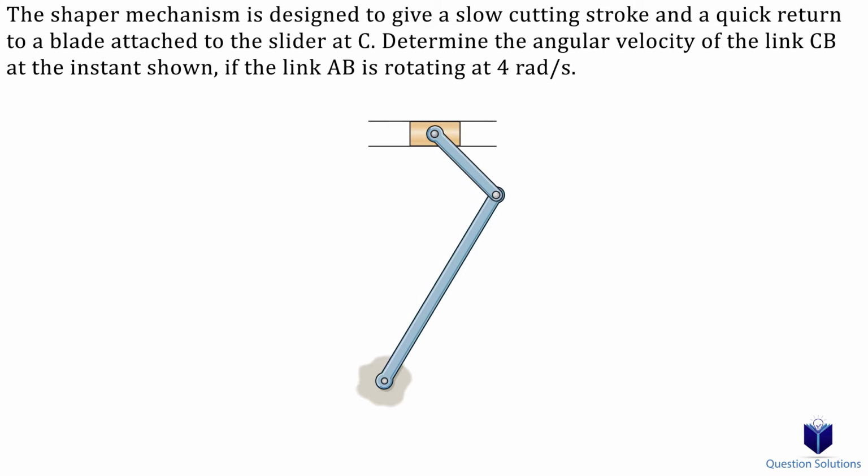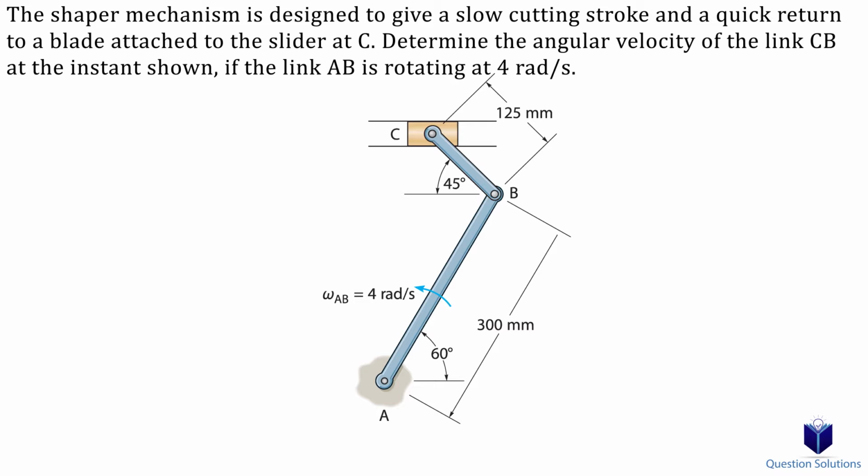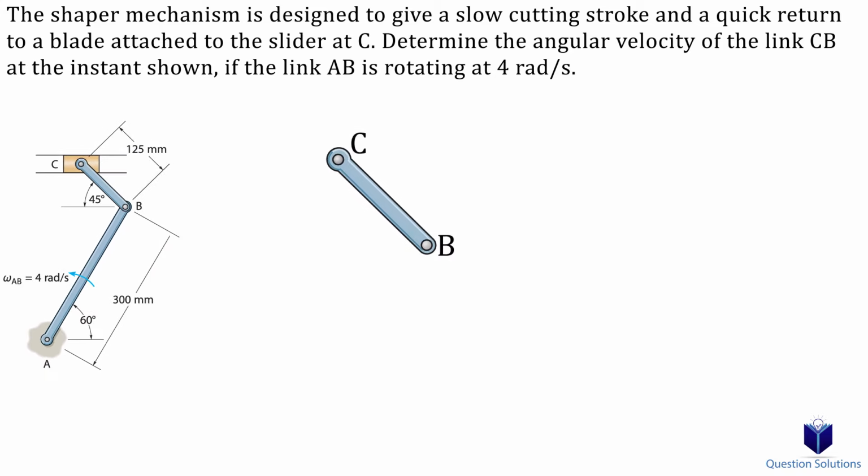In this example, we need to figure out the angular velocity of link BC, and we're going to do it using the instantaneous center of zero velocity. Looking at the diagram, we see that as link AB rotates, slider C moves along the slot. Let's draw a free body diagram of link BC. What can we say about the velocity of point B? Velocity B must be perpendicular to link AB since link AB is rotating about a fixed axis. We can figure this velocity out by simply multiplying the angular velocity of link AB by the distance from points A to B. So we get 1.2 meters per second for the velocity of point B.